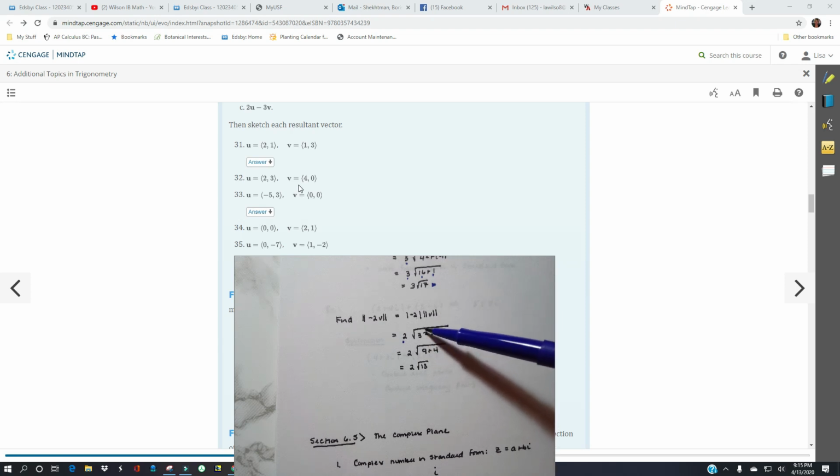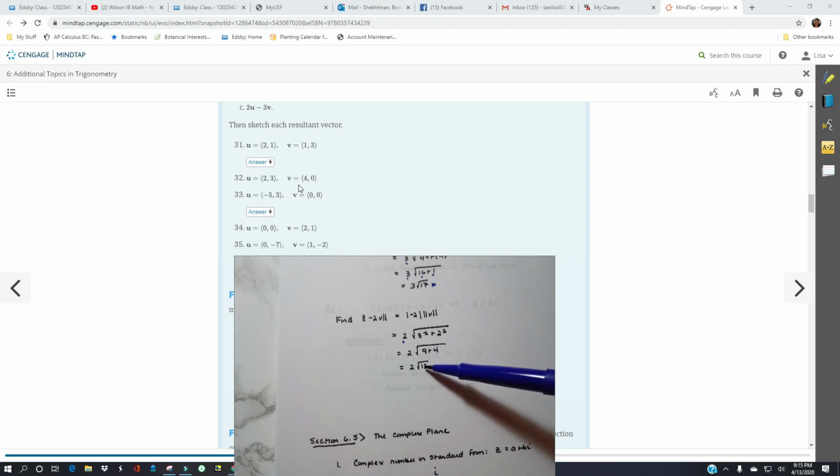If I square 3, I get a 9. If I square 2, I get a 4. 9 plus 4 is 13. It cannot come outside of the radical. It's not a perfect square, and so you're done. That's it. It's really very simple. So if this was the one thing that drove you up the wall, then do some more practice in this section and that will help you.